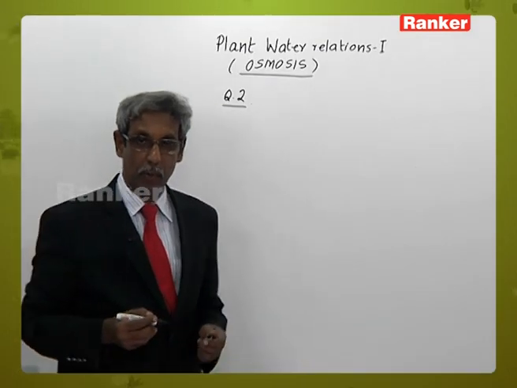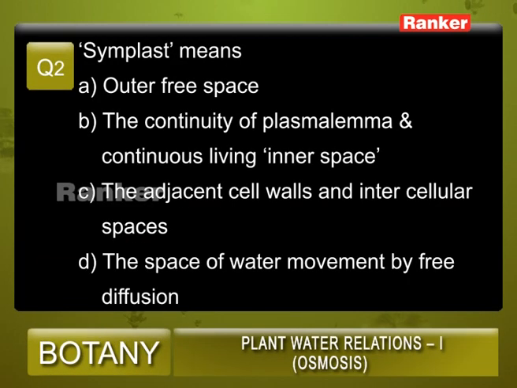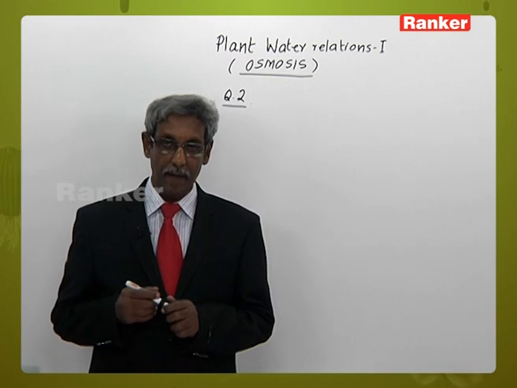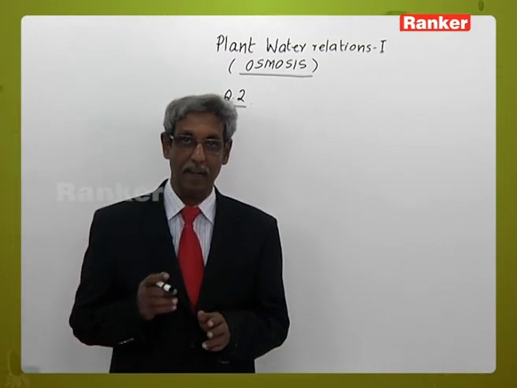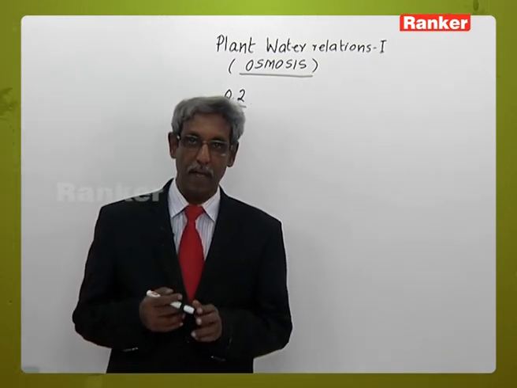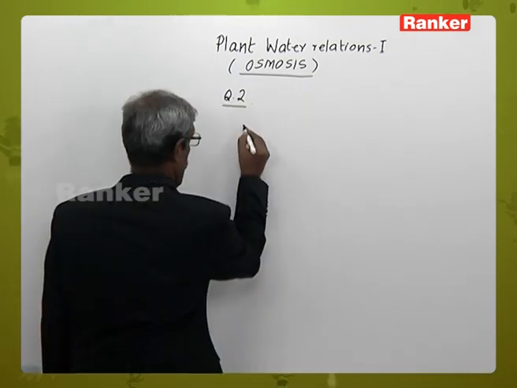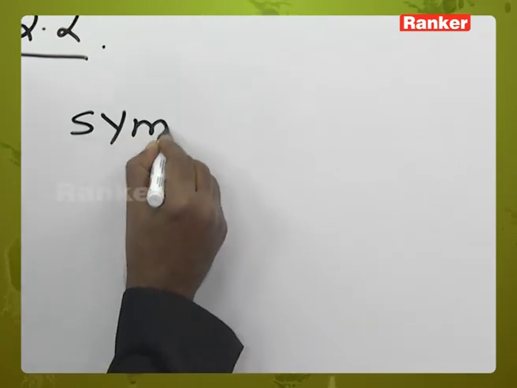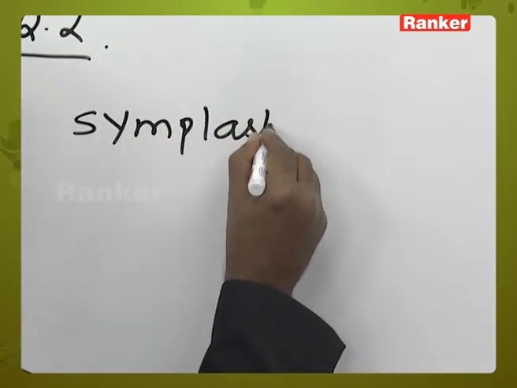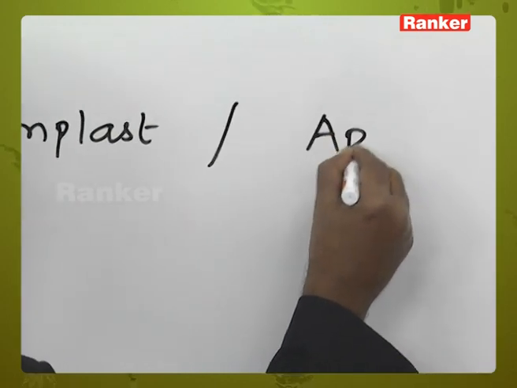We go to question number 2. Symplast means: A. out of free space, B. the continuity of plasma membrane and continuous living inner space, C. the adjacent cell walls and intercellular spaces, D. the space of water movement by free diffusion. Whenever we take any biological cell and we are dealing with transport of water as well as organic food materials, there are two important concepts. One is termed as symplast and another is termed as apoplast.